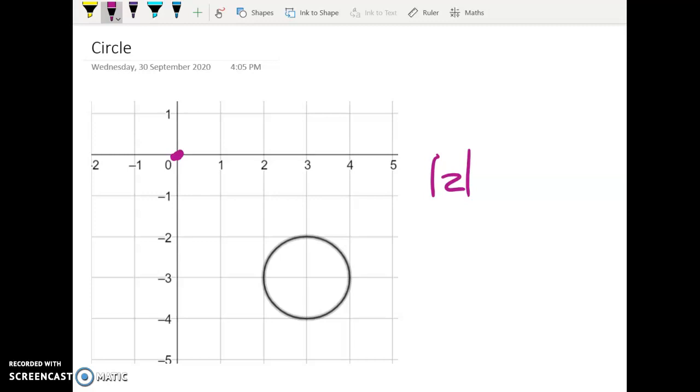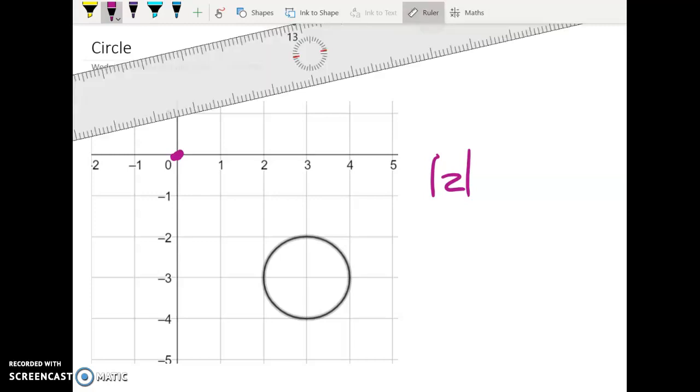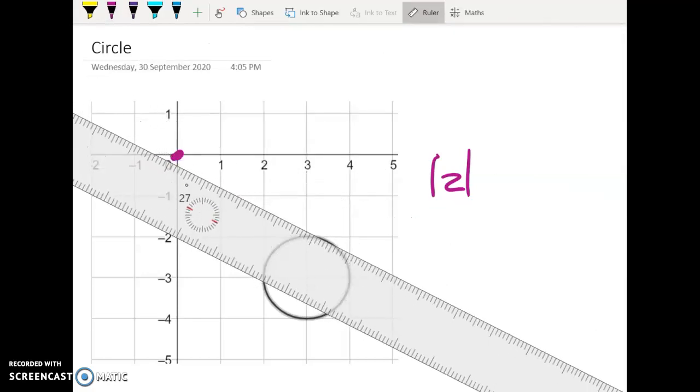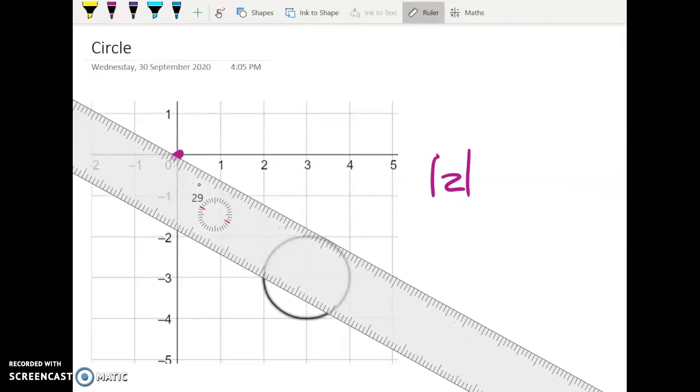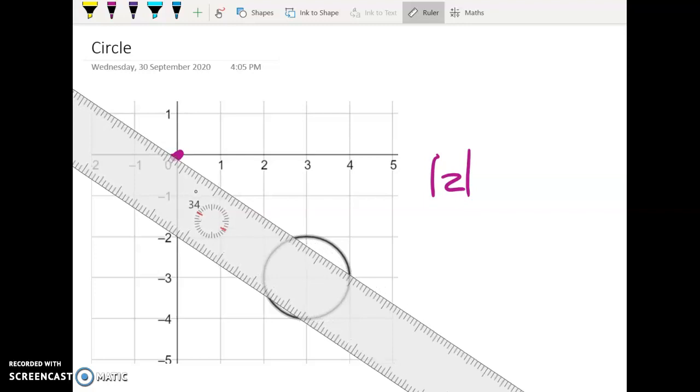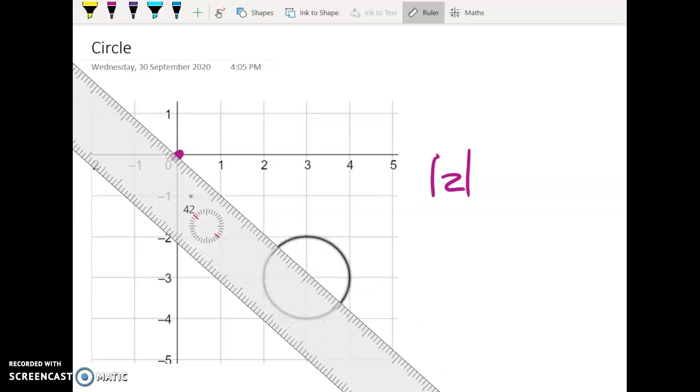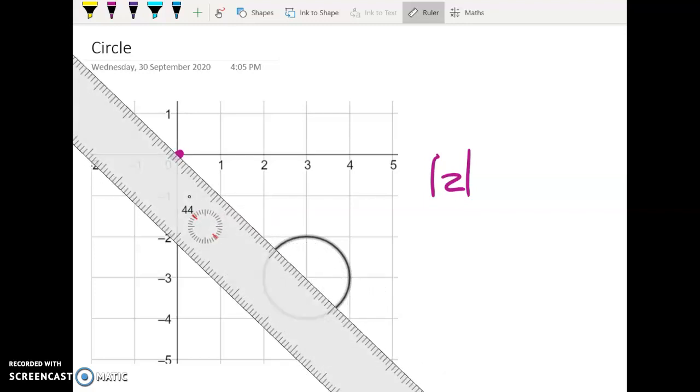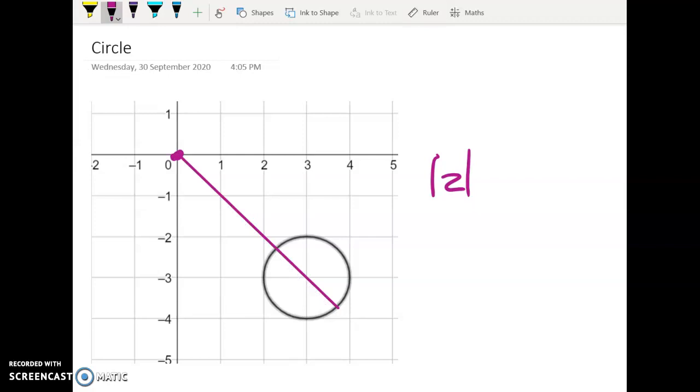That's what modulus of z means. So if we take our ruler and we just have a look at where that's going to be, you can see that it will be where I go through the centre of the circle and come out on the other side. So let's draw that line in. So if I wanted the least distance, it would be this point here, but the furthest distance is this point here.